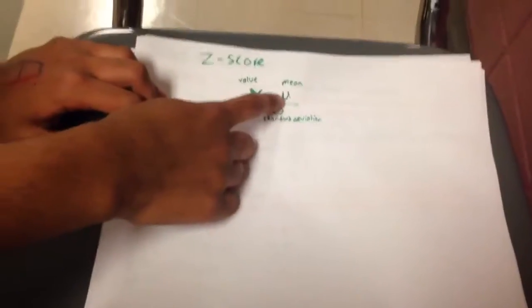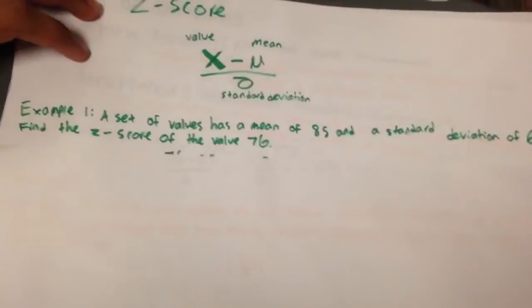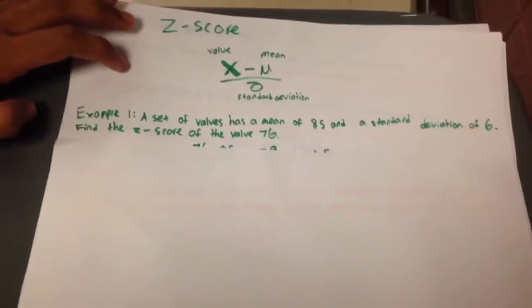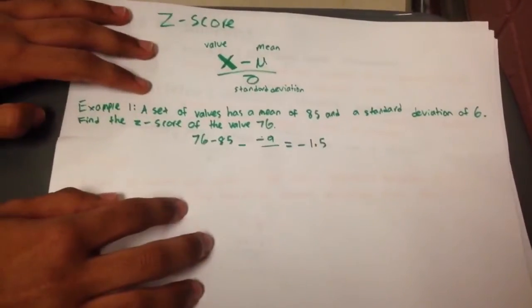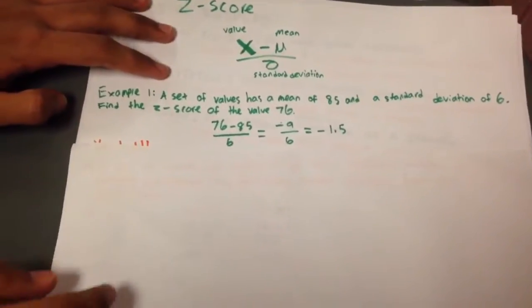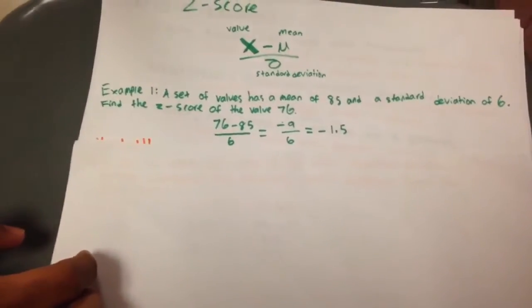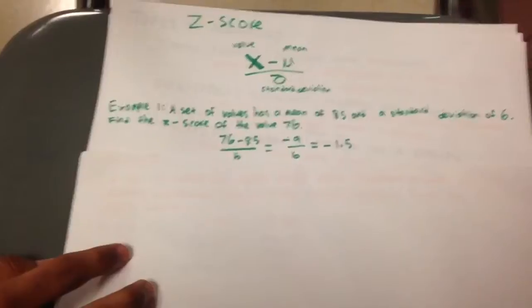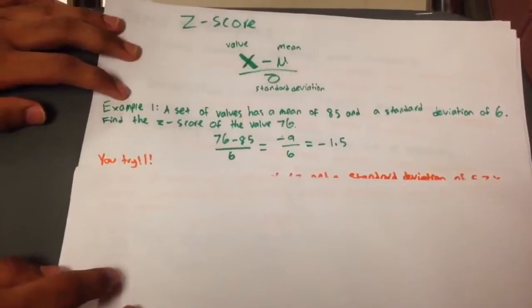The z-score tells you how many standard deviations a value is from the mean. To find it, you take the value, subtract the mean, and then divide by the standard deviation. So let's look at the first example. A set of values has a mean of 85 and a standard deviation of 6. Find the z-score of the value 76. So you do 76 minus 85 over the standard deviation of 6, which equals negative 9 over 6, which is negative 1.5. So the z-score is negative 1.5 standard deviations from the mean.